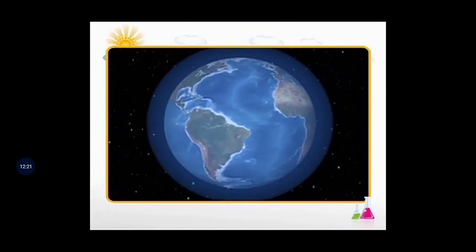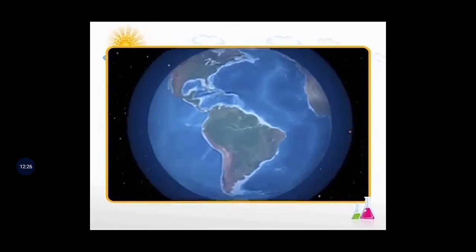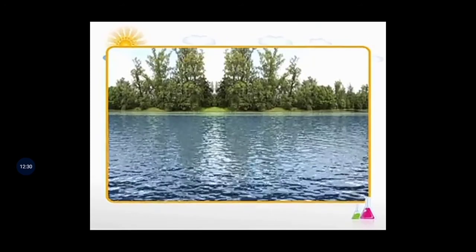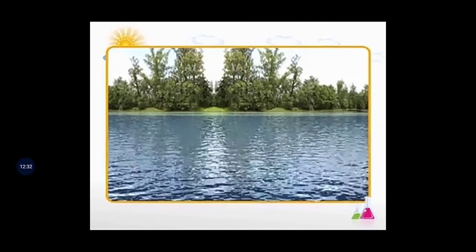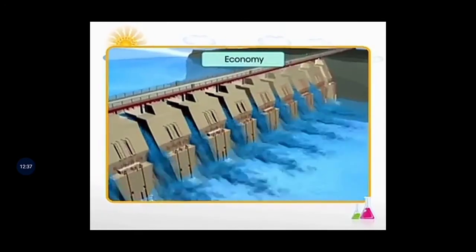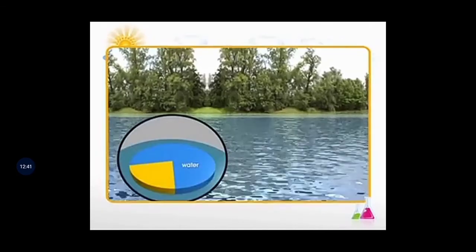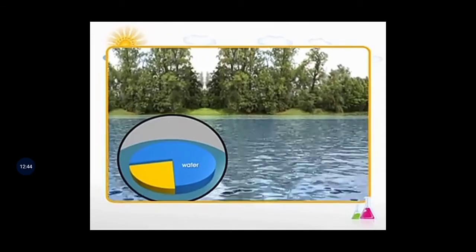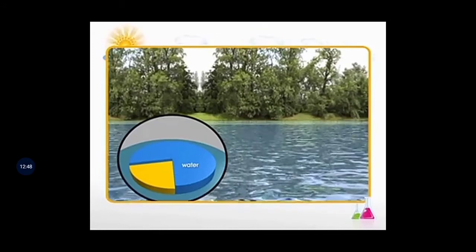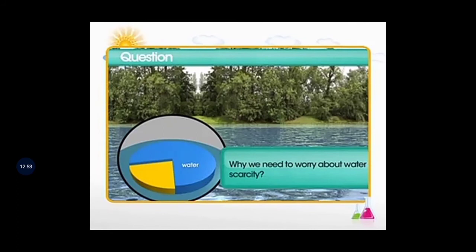Our planet Earth stands unique among other planets. This is because of the precious water present on Earth. Water is essential for sustaining all forms of life, food production, economy, and for general well-being. Water present on Earth covers 3/4 of its surface. Maybe you know that water is a renewable source of energy. Then, why do we need to worry about water scarcity?